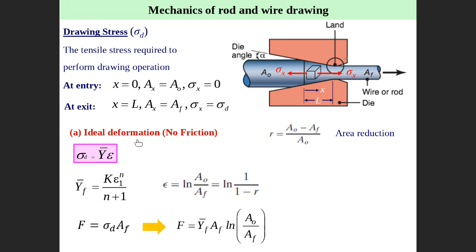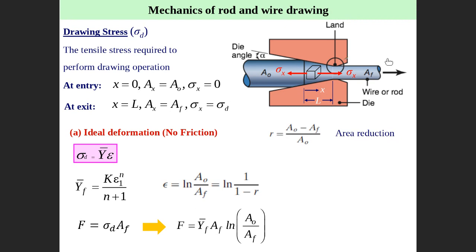In this case, stress equals Y bar flow epsilon. This is the stress required to draw the material. Y bar flow equals K epsilon to the N divided by N plus 1, and epsilon here equals ln AO divided by AF, or ln 1 divided by 1 minus R, where R is the area reduction, AO minus AF divided by AO.